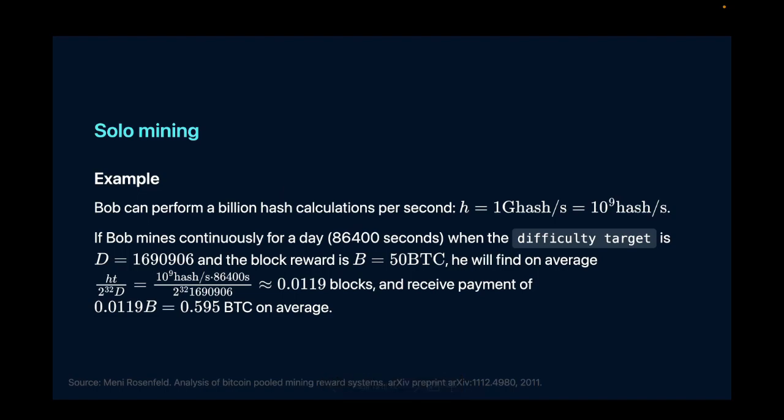Then, on average, Bob will find 0.01 blocks in a day. And on average, Bob will get a payment of 0.595 Bitcoin for his day of work, right? So this is Bob's expected income for the work he's doing for the network in solo mining.